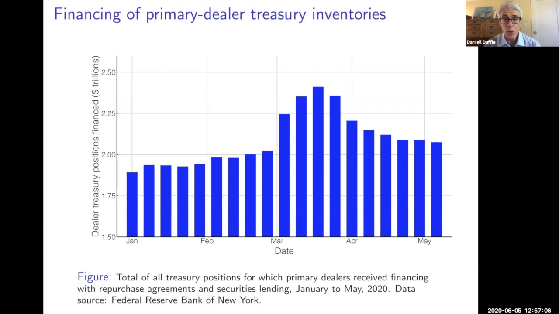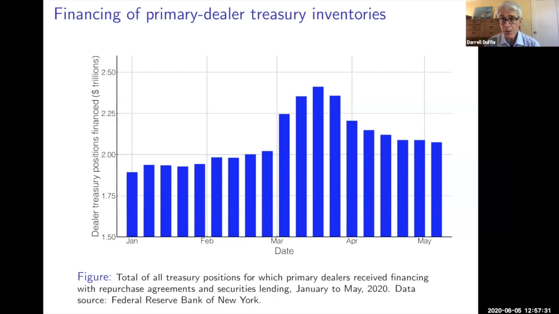This is focusing in on the amount of treasuries that were financed by the dealers during the COVID period. This shows the quantity of treasuries financed by dealers from the beginning of the year through the stress period in March. And you can see that, in excess of $500 billion growth had to be handled by treasuries in terms of getting financing.